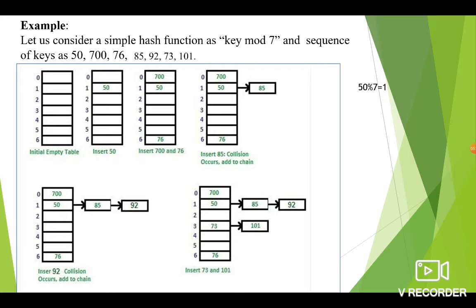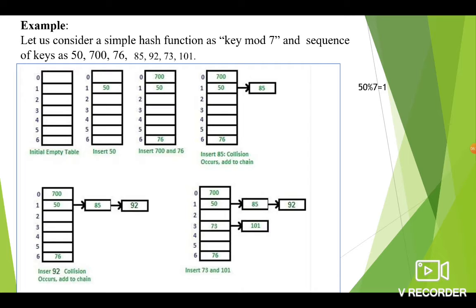We will see one example. Let us consider our simple hash function as key modulus 7, and we have several keys: 50, 776, 85, 92, 73, 101. All these are going to be inserted in the hash table. Initially the table is empty. First we are inserting the element 50. 50 modulus 7 gives the location 1. So at index 1, the element 50 is inserted.